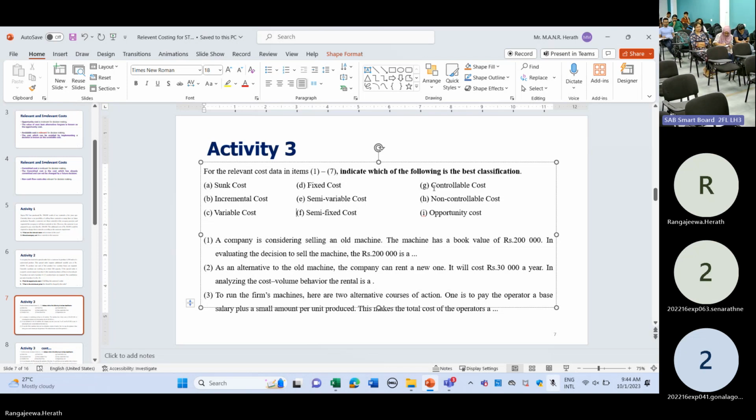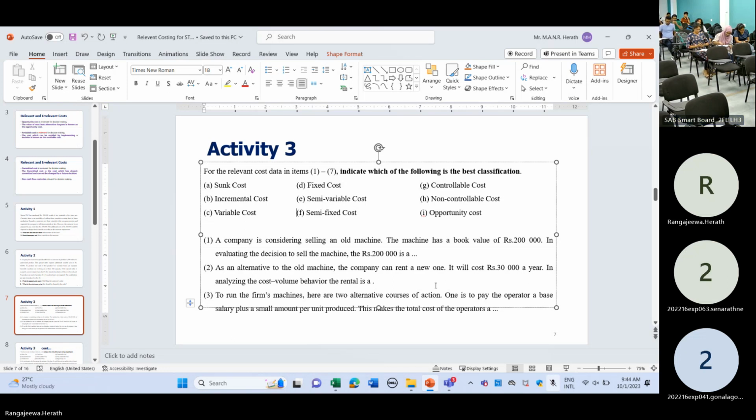So when you are considering performance evaluation, that should not be considered. That is uncontrollable. So controllable means any cost that can be controlled by a particular management level. Any cost which cannot be controlled is non-controllable. The opportunity cost we have already discussed: cost of the next best alternative given.